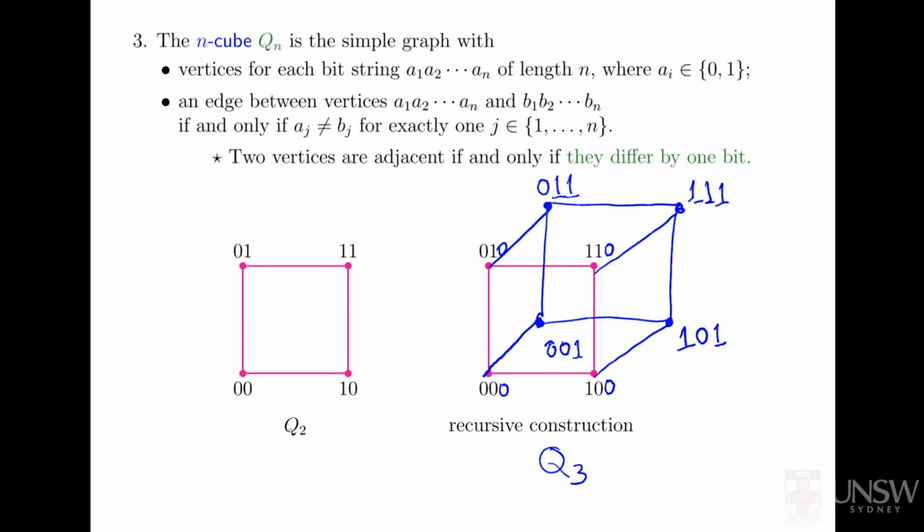And so we could do this recursive construction once more to create Q4 from 2 copies of Q3, and so on.